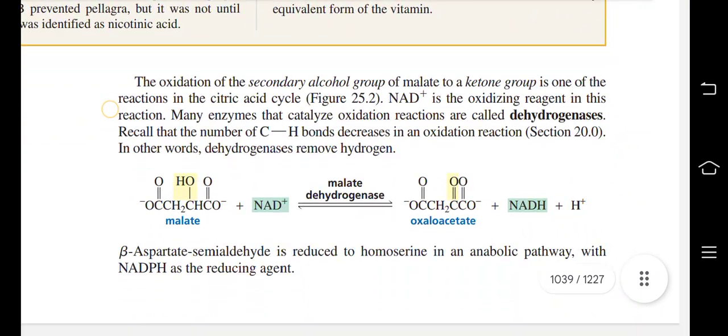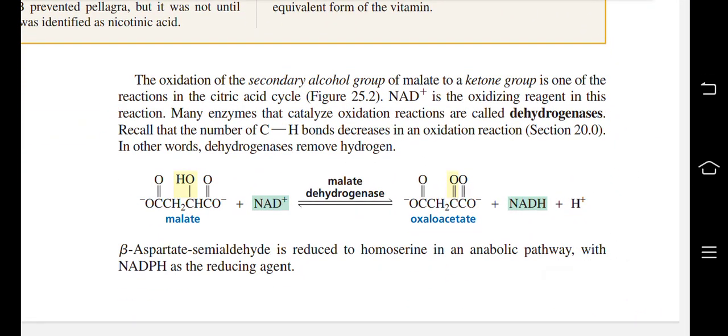The oxidation of the secondary alcohol group of malate to a ketone group is one of the reactions in the citric acid cycle. NAD positive is the oxidizing reagent in this reaction. Many enzymes that catalyze oxidation reactions are called dehydrogenases. Recall that the number of C-H bonds decreases in an oxidation reaction. In other words, dehydrogenases remove hydrogen.